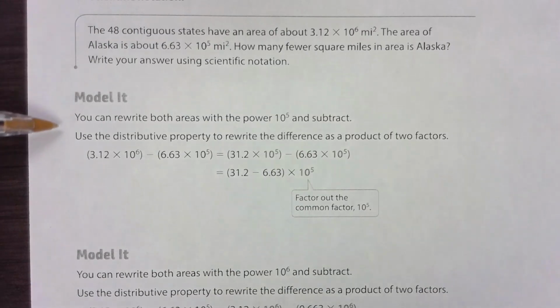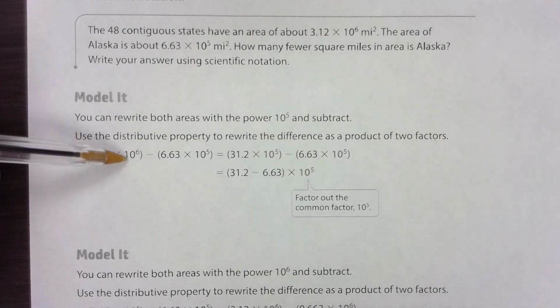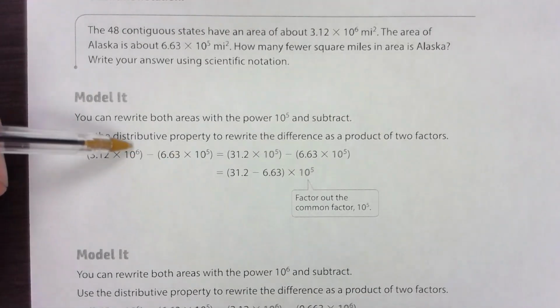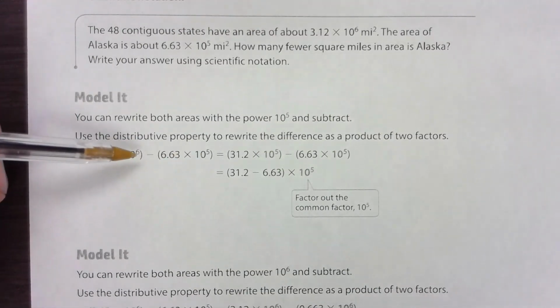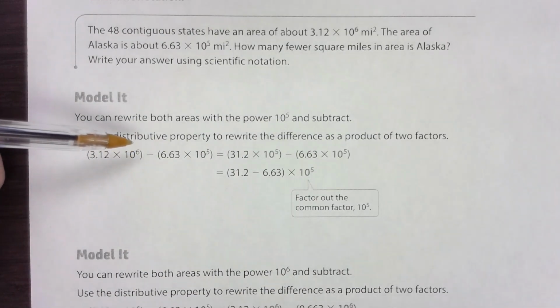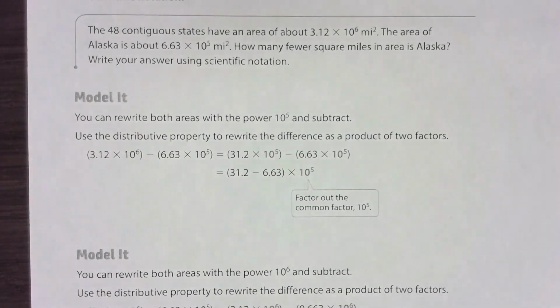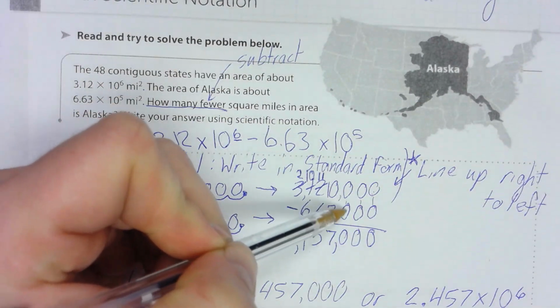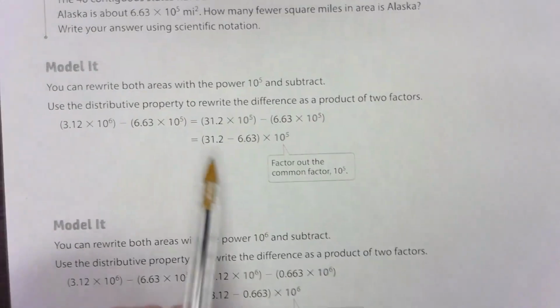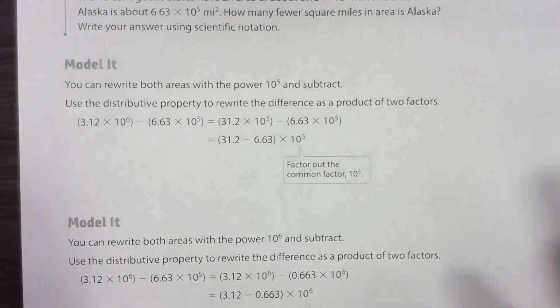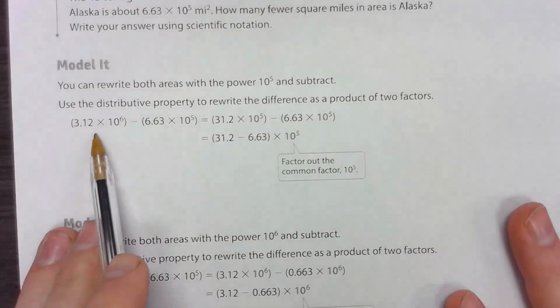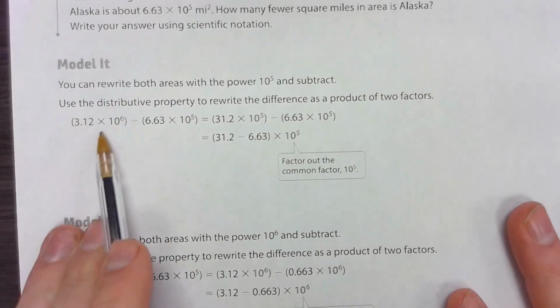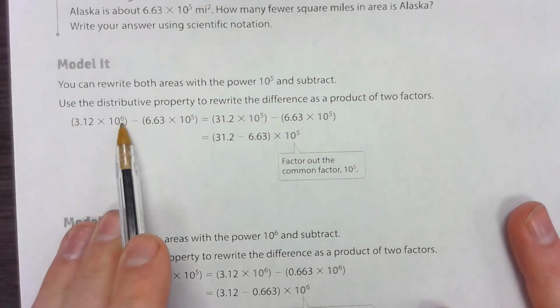So they are going to show us how we can rewrite both of these numbers to give us the same power, because we need them, just like we did over here, we need them to line up in order to do this subtraction, okay? So if we don't have our numbers lined up, then we can't do the math. So what did they do? They took this number here and they said, let's write it with a power of 5.